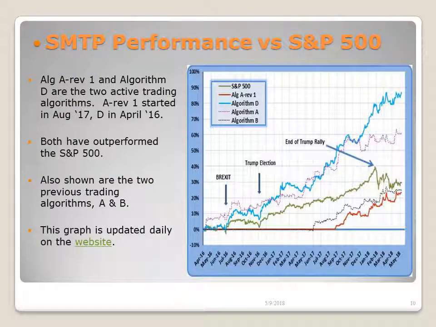SMTP performance versus the S&P 500. Algo Rev 1 and Algorithm D are the two active trading algorithms. A Rev 1 started in August 2017, D in April 2016. Both have outperformed the S&P 500. Also shown are the two previous trading algorithms, A and B. This graph is updated daily on the website.